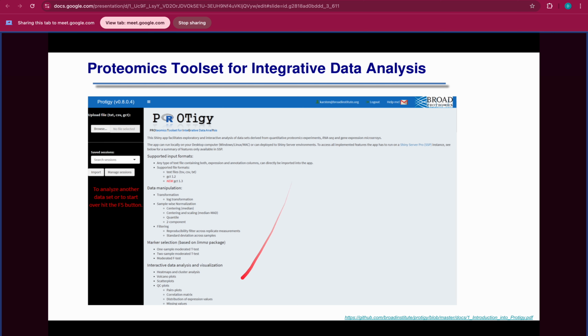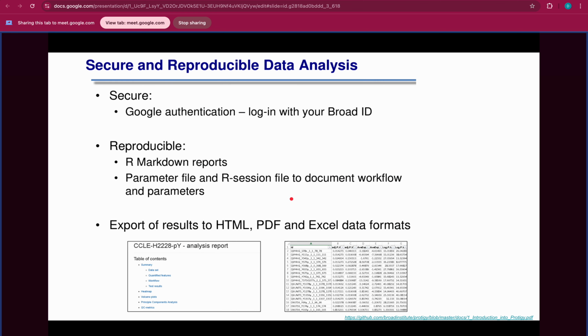This is the main site of ProTIGY, and right now it might have changed because I do not have an account, but these slides are provided by them, and the version might have been updated, so this home page might vary, but previously it was like this. You can upload your file in any one of these formats, save the session name, import it, and then go for its analysis. According to them, the first step is that you must have your Broad ID. You can simply log into it. You should have R on your system.